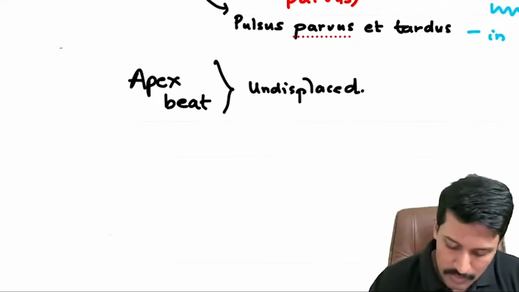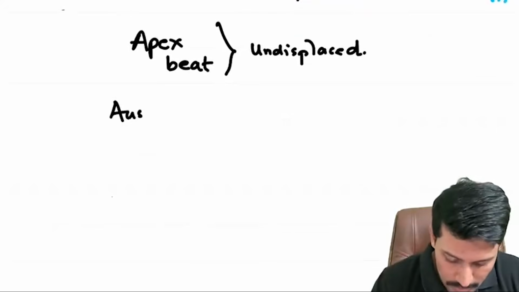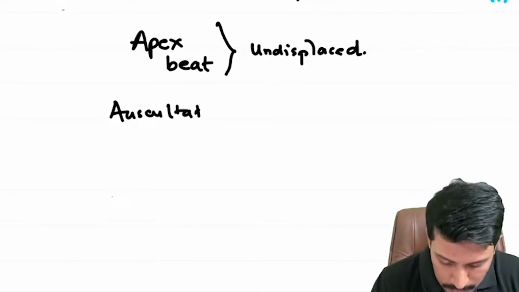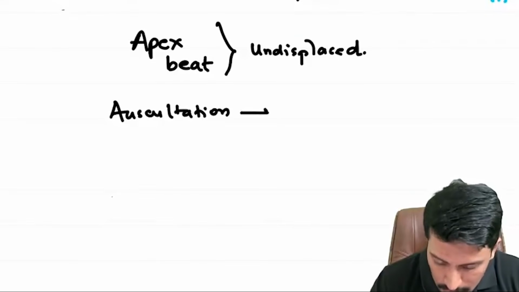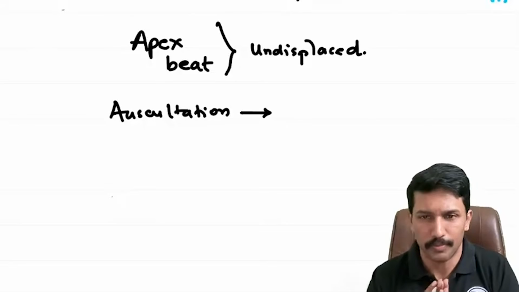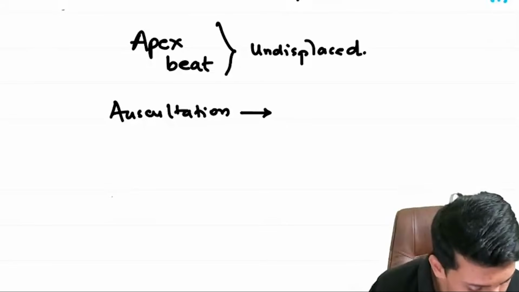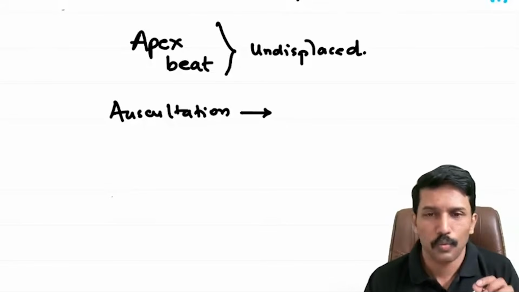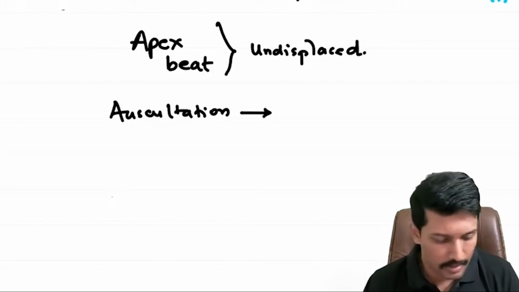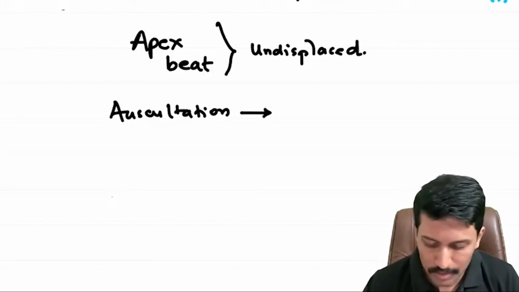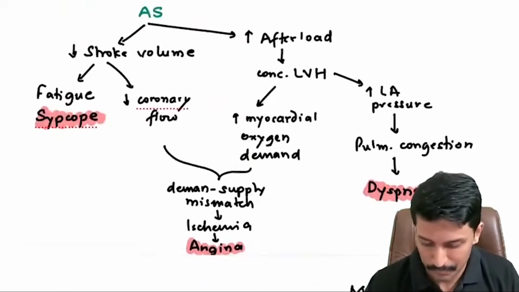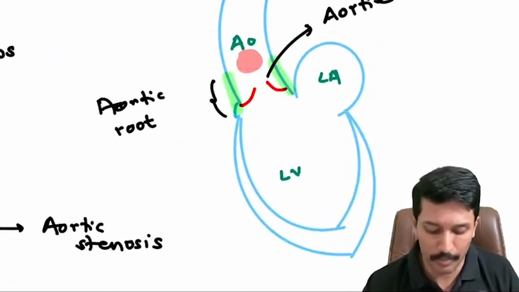Okay, now comes the main part, auscultation. Of course, it's a valvular heart disease, so we are expecting to hear a murmur. So now can any of you tell me what kind of murmur we are expecting? And if you are a beginner, a second year or third year student, can you tell me what is a murmur?